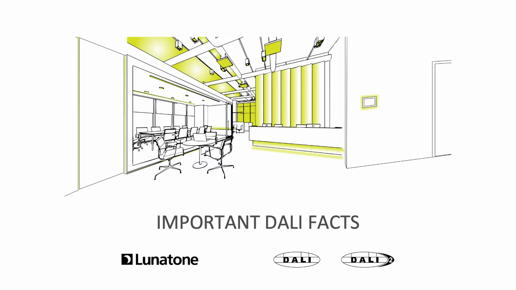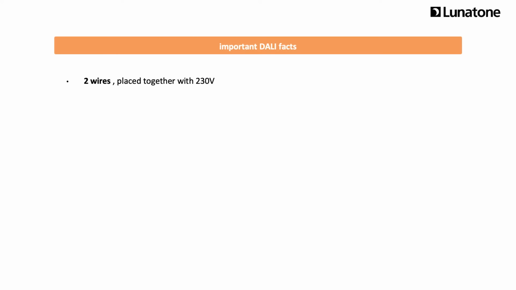To start, let's have a look at the most important DALI facts. DALI requires 2 wires for communication. The cables can be placed together with the 230-volt power line, which makes it simple and inexpensive. DALI is a digital signal which has a few advantages. It eliminates the problems of the 1 to 10 volt technology, specifically the influence of the line length or voltage fluctuation on the dim level.